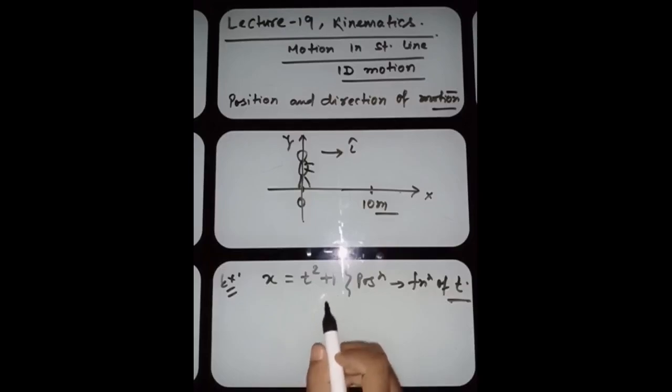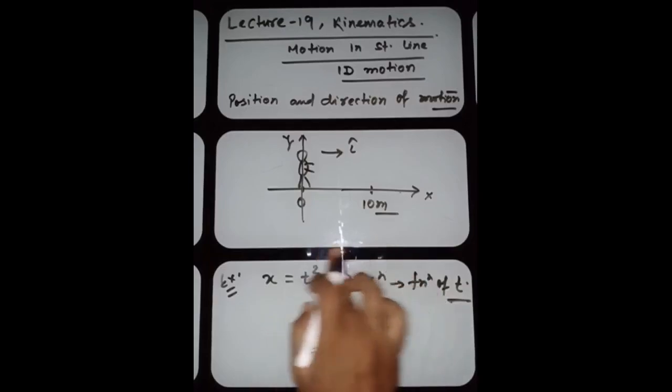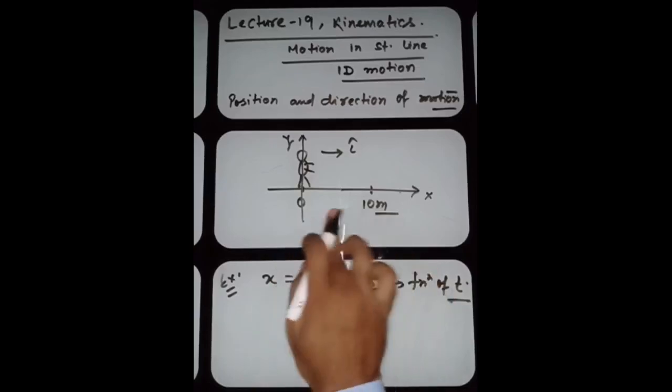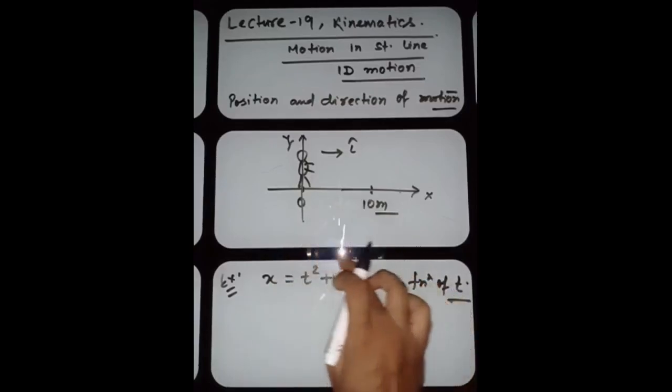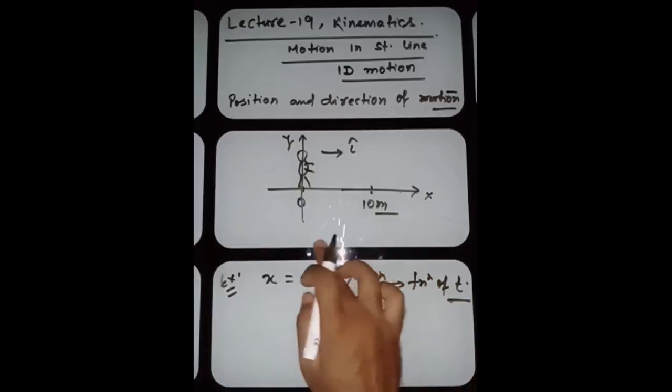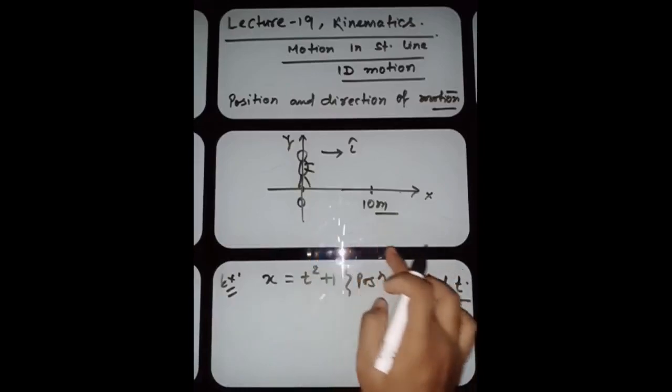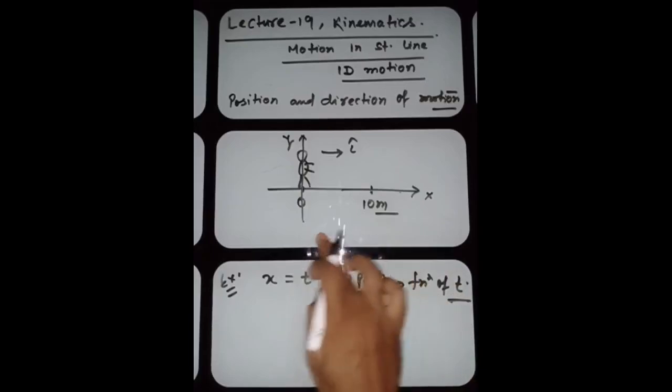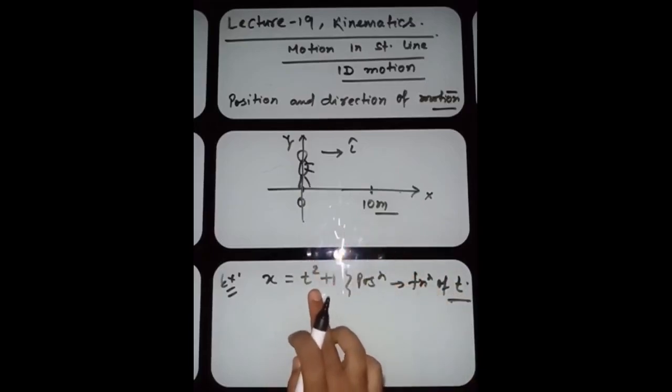Okay, I think this one is very disturbing. My flash camera of my phone. From next day, I need to find some solution for this one. All right, so x equals t square plus 1.